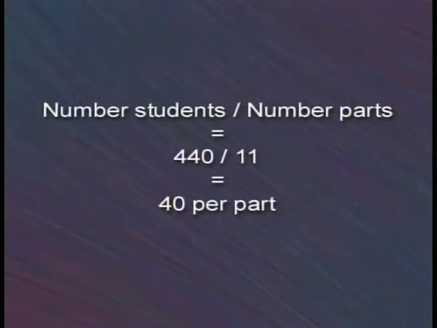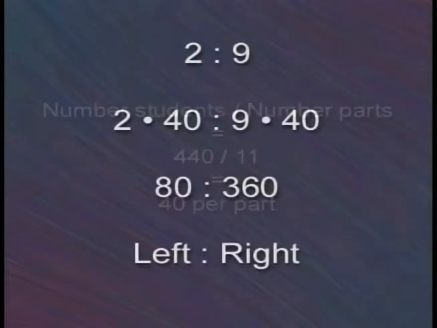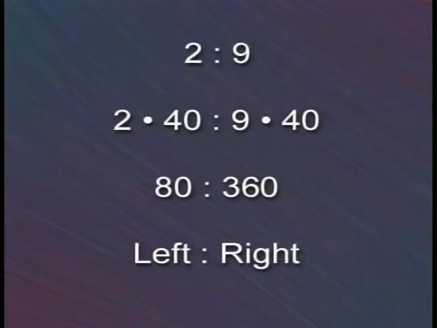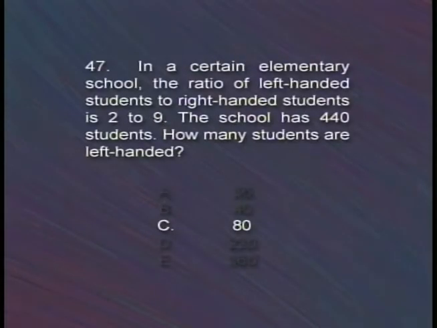Divide the total number of students, 440, by 11 to get 40. Thus, 1 part in this ratio equals 40. 2 parts equals 2 times 40, or 80, which is the total number of left-handed students. 9 parts equals 9 times 40, or 360, the total number of right-handed students. The problem asks for the number of left-handed students. Thus, the correct answer is C.